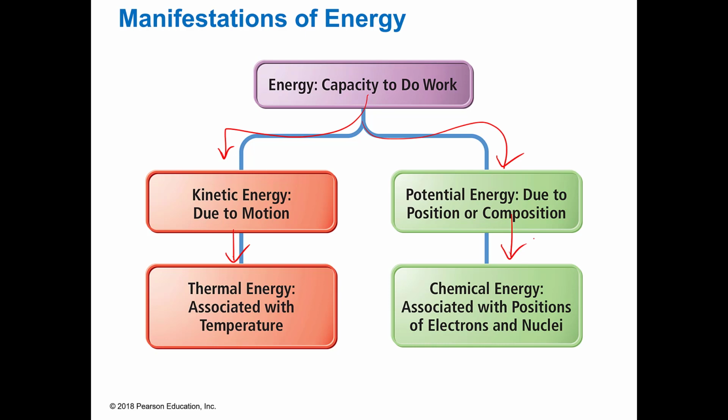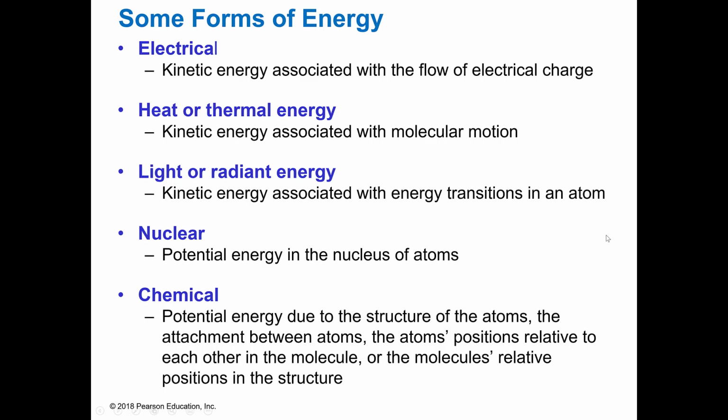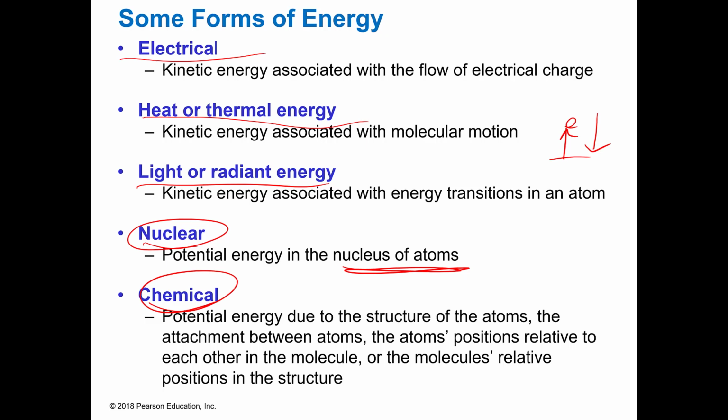You'll have to think way back to like chapter 1 or 2, where we talked about the positioning of the electrons, and it took more energy to take one away than it did the other, depending on how close they were to the nucleus. So some forms of energy: you have electrical and the thermal energy we talked about, which are kinetic. These are kinetic, right? Light or radiant energy is associated with the transitions within the atom. So your electrons going up and then coming back down. Nuclear energy is potential energy that's stored in the nucleus of the atom. And then chemical energy is the potential energy stored in the structure of the atoms or the molecules.